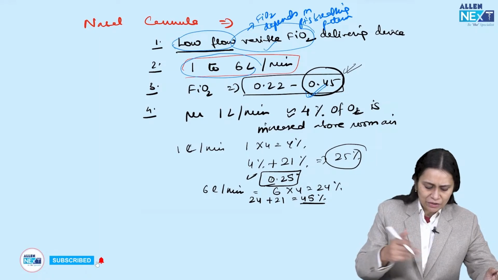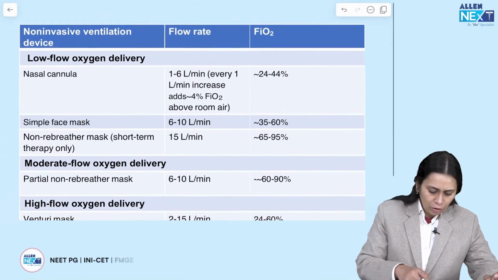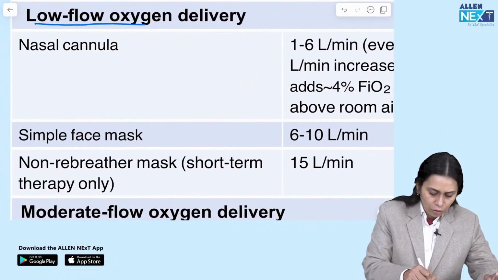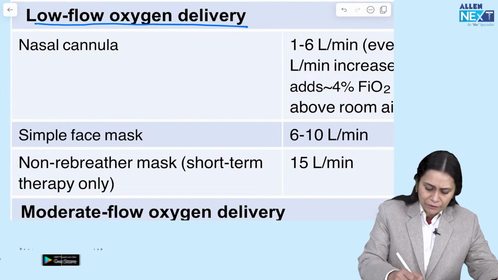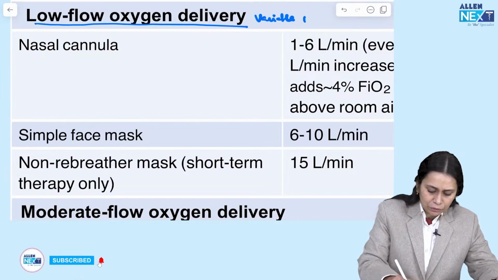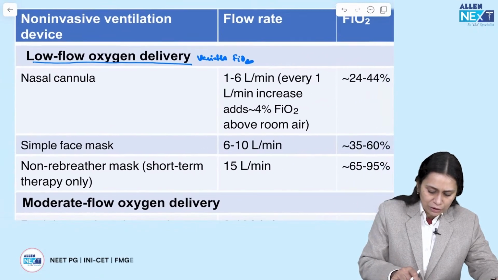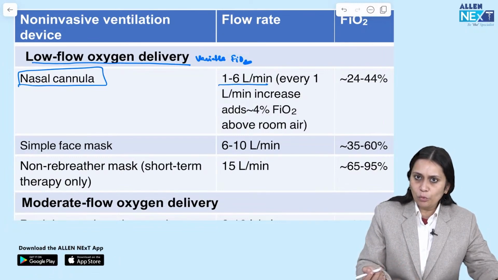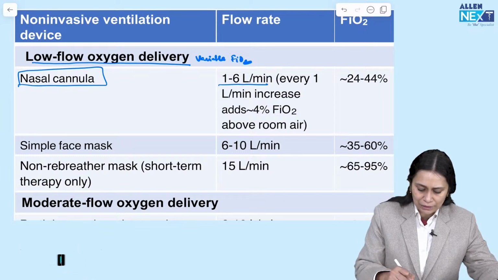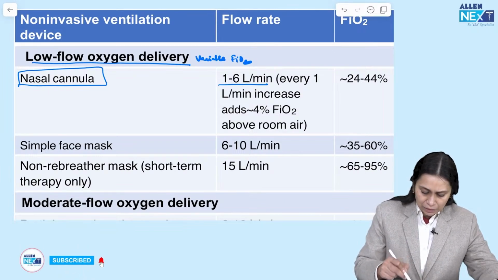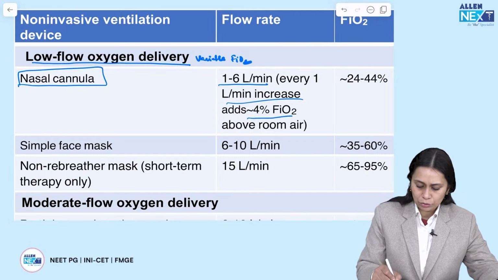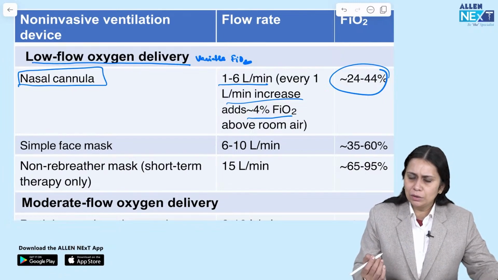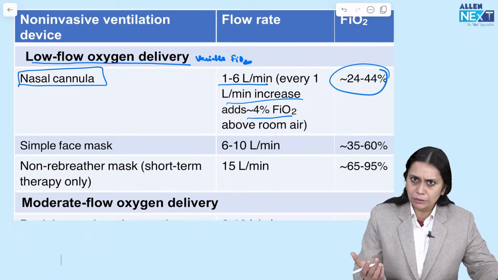Okay, so let's just see this chart. For oxygen therapy, let us first talk about low flow oxygen delivering devices. Low flow oxygen delivering devices deliver variable FiO2. First, nasal cannula: 1 to 6 liter per minute is the flow we keep, as already discussed, and for every 1 liter increase, we add 4% FiO2 above room air. So 24 to 44%, or even less than 24%, will be achieved, but not more than 44 to 45% by nasal cannula.